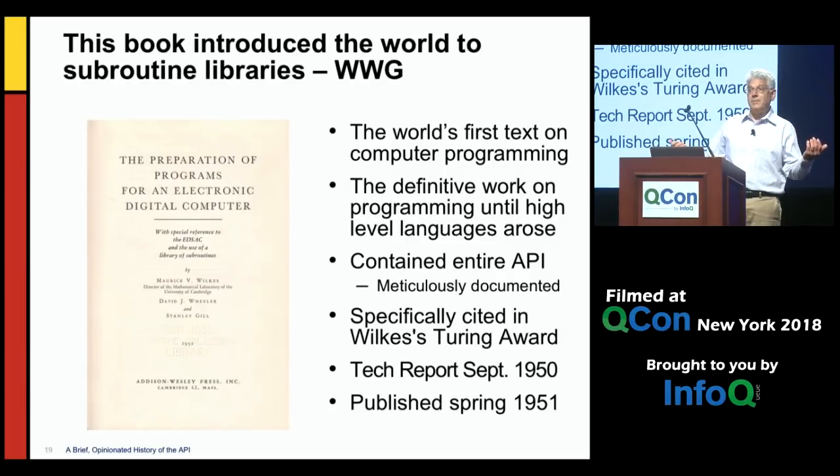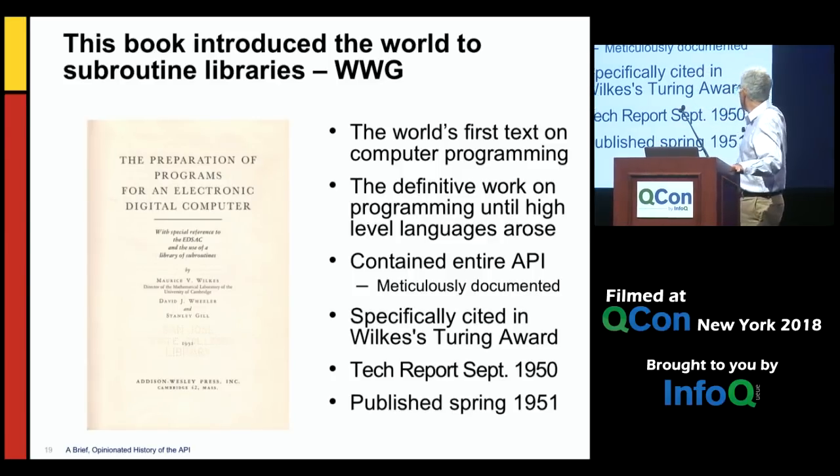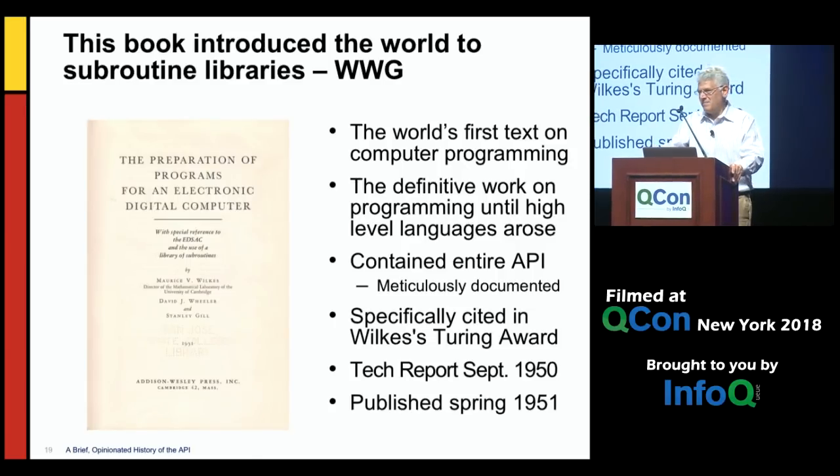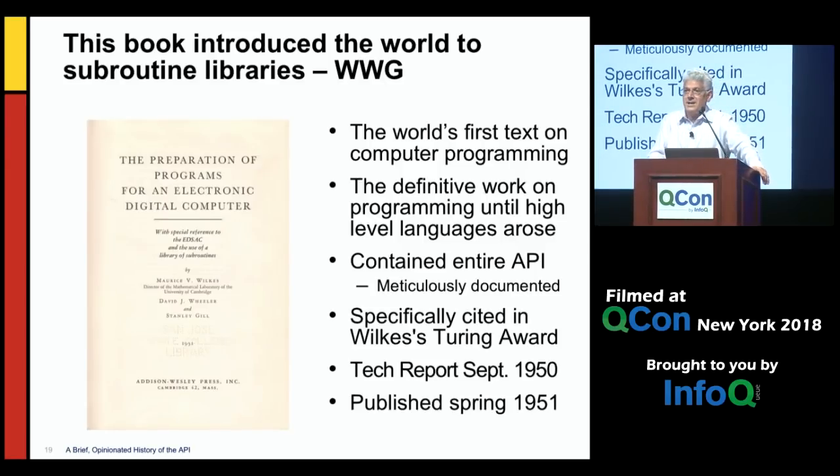It was known as WWG back then, in the same way as we call the Kernighan and Ritchie book on the C programming language K&R now. This was it. This was the bomb. This was the book on programming for basically the rest of the 1950s. And it wasn't really supplanted until higher-level programming languages like Fortran became the order of the day in the late 1950s.